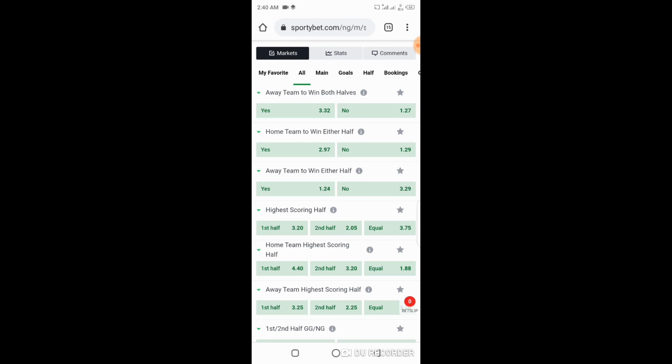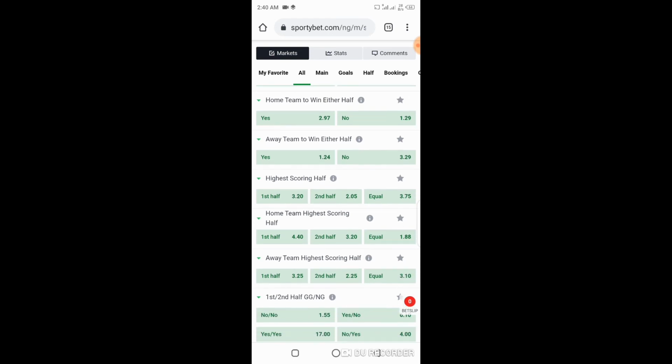That is to tell you whether the goals coming from both sides in this game are going to come mostly in the first half or in the second half, or whether we're going to see an equal outcome. Let's say they play 3-1 in the first half. That was a four-goal half. And in the second half, they play 2-1.